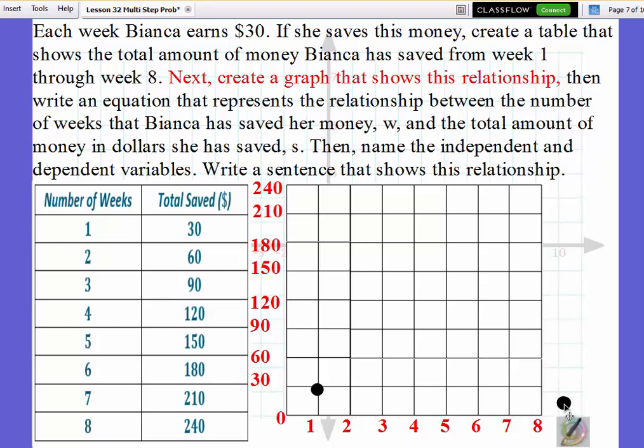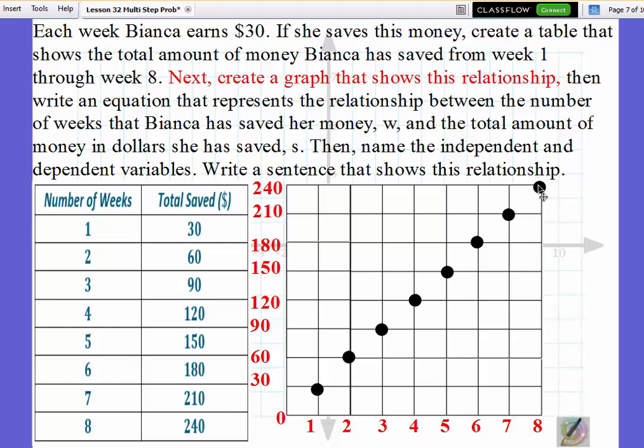Next one is 2 comma 60. So I'm going to go over 2, 1, 2, and go up 60. 3 comma 90. 4 comma 120. 5 comma 150. Next one is 6 comma 180. Then 7 comma 210. And the last final dot is 8 comma 240.